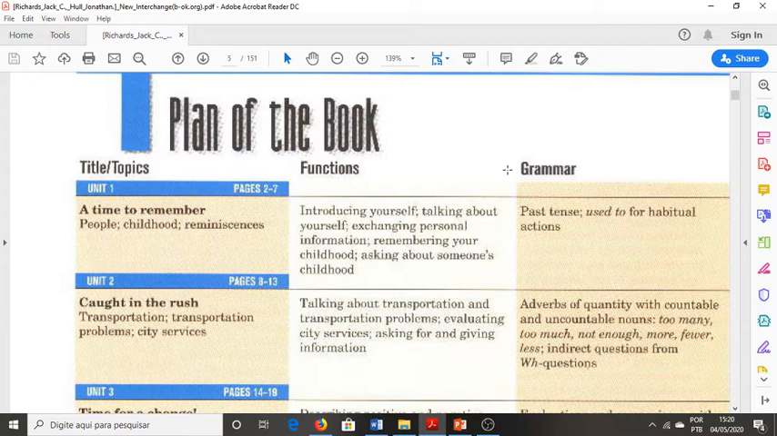And why do I think it's organized around grammar points? Because there are 3 columns. The first column is the title of the unit. The second column describes the functions of language students are going to practice. And the third column describes what grammar points are going to be studied.